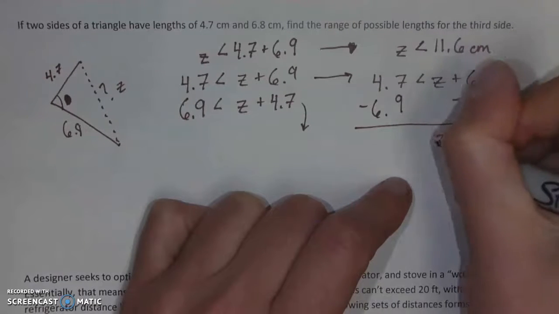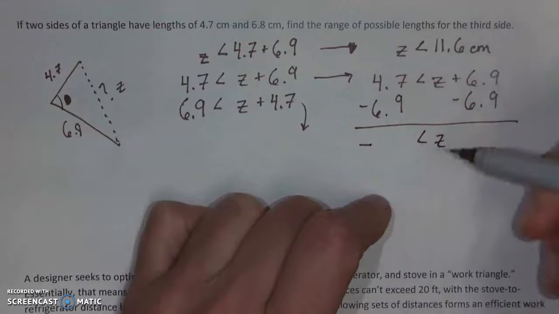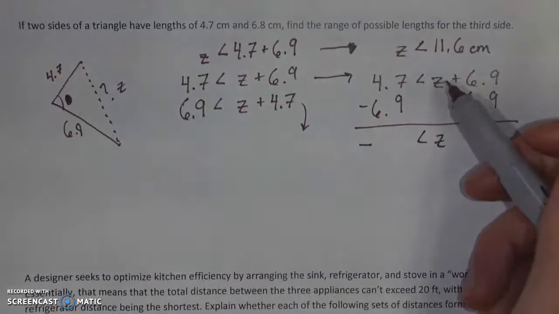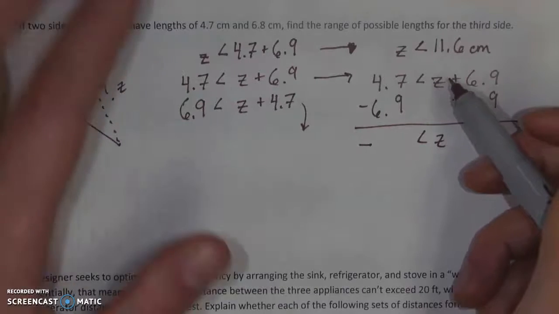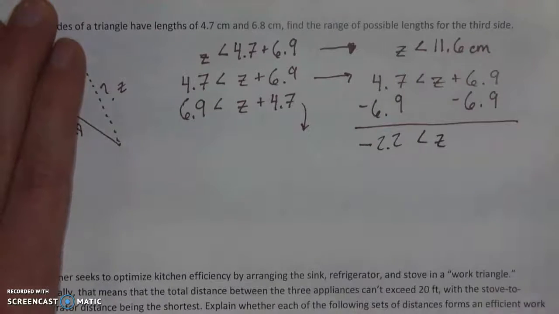This is going to leave me with z on the right side, and on the left side, I'm going to have a negative number. And guys, I can tell you that number is, well, 4.7 minus 6.9 is going to give me negative 2.2. But essentially, it's just saying that z can't be negative. And since z is a distance, it's not negative anyways. So this is not a particularly helpful inequality.